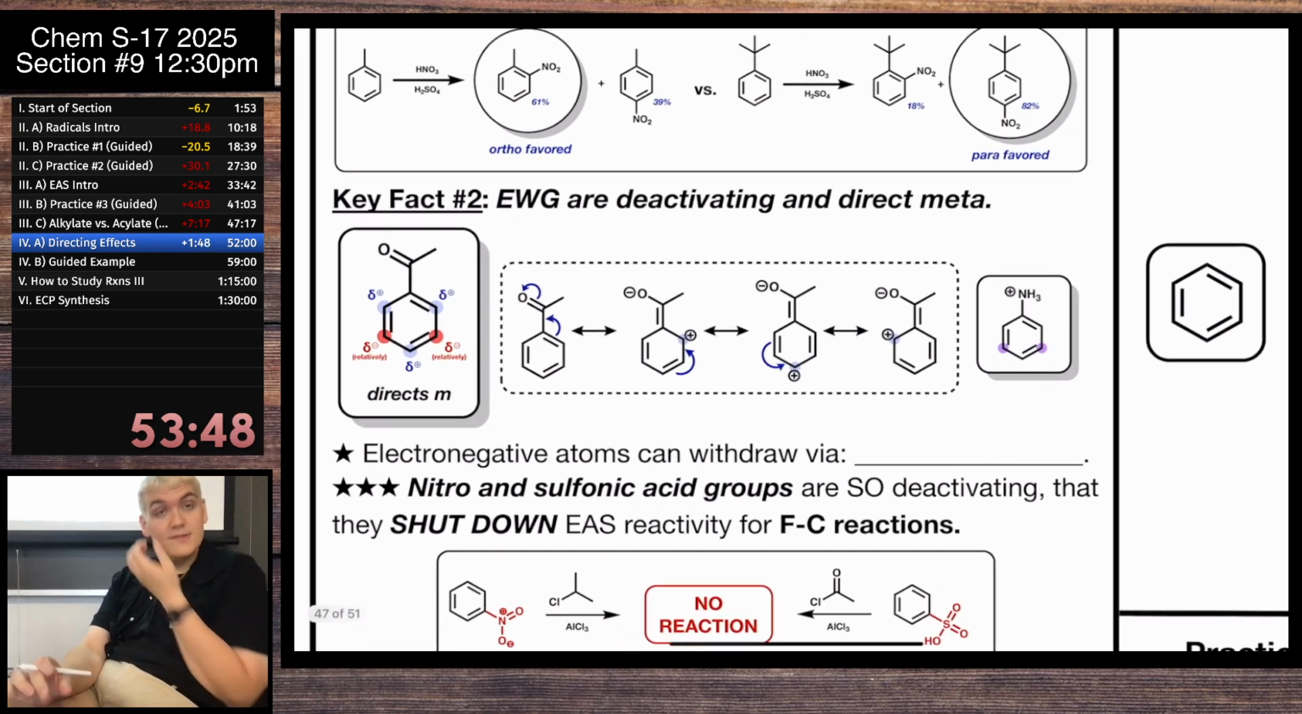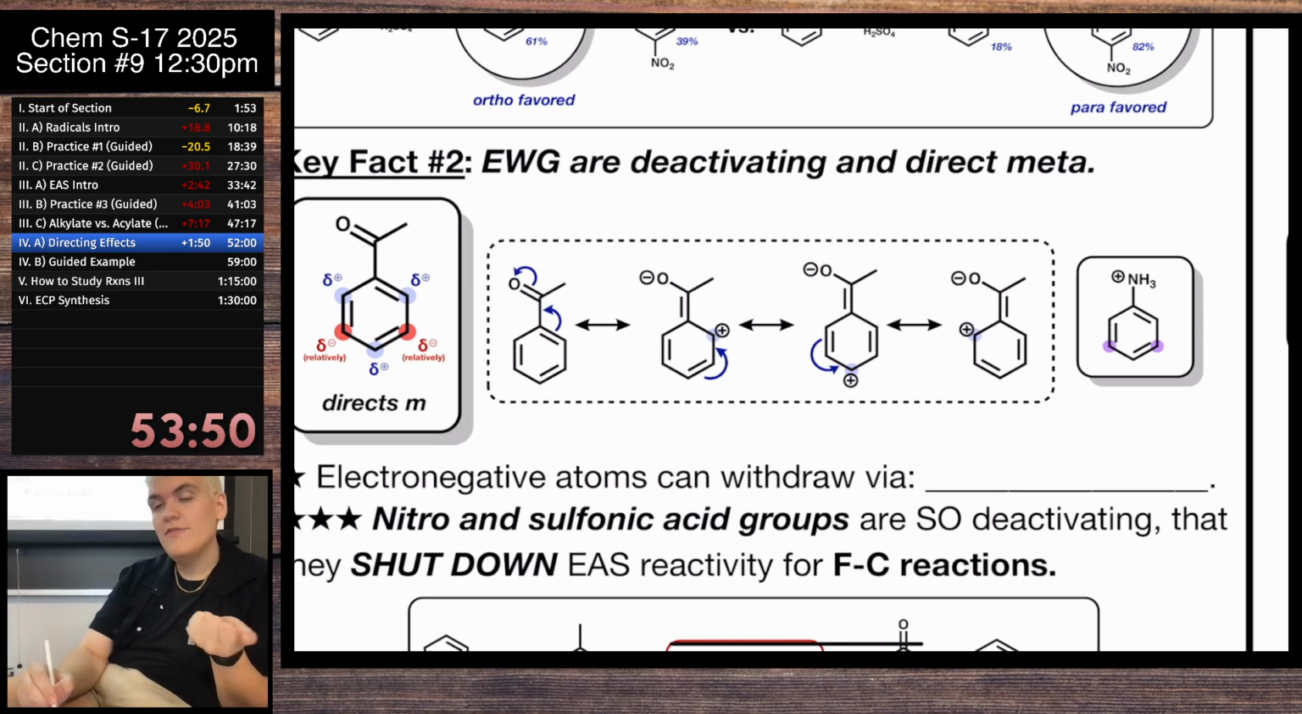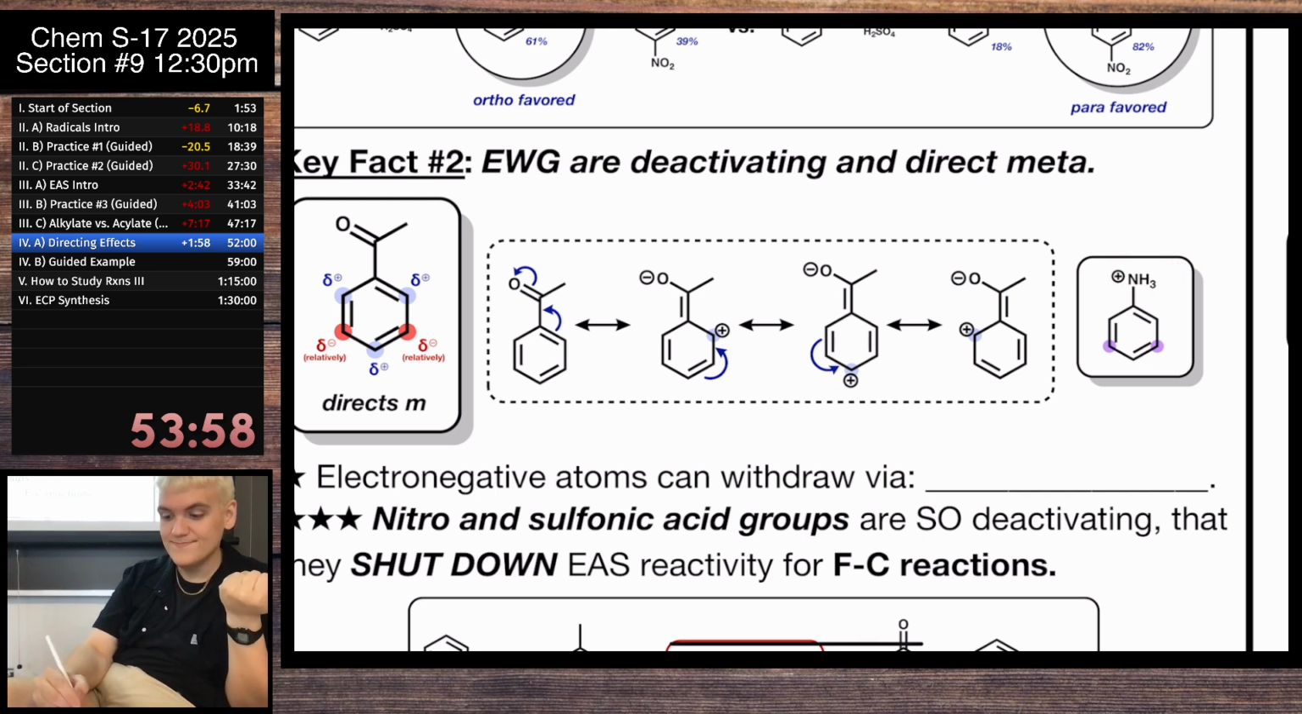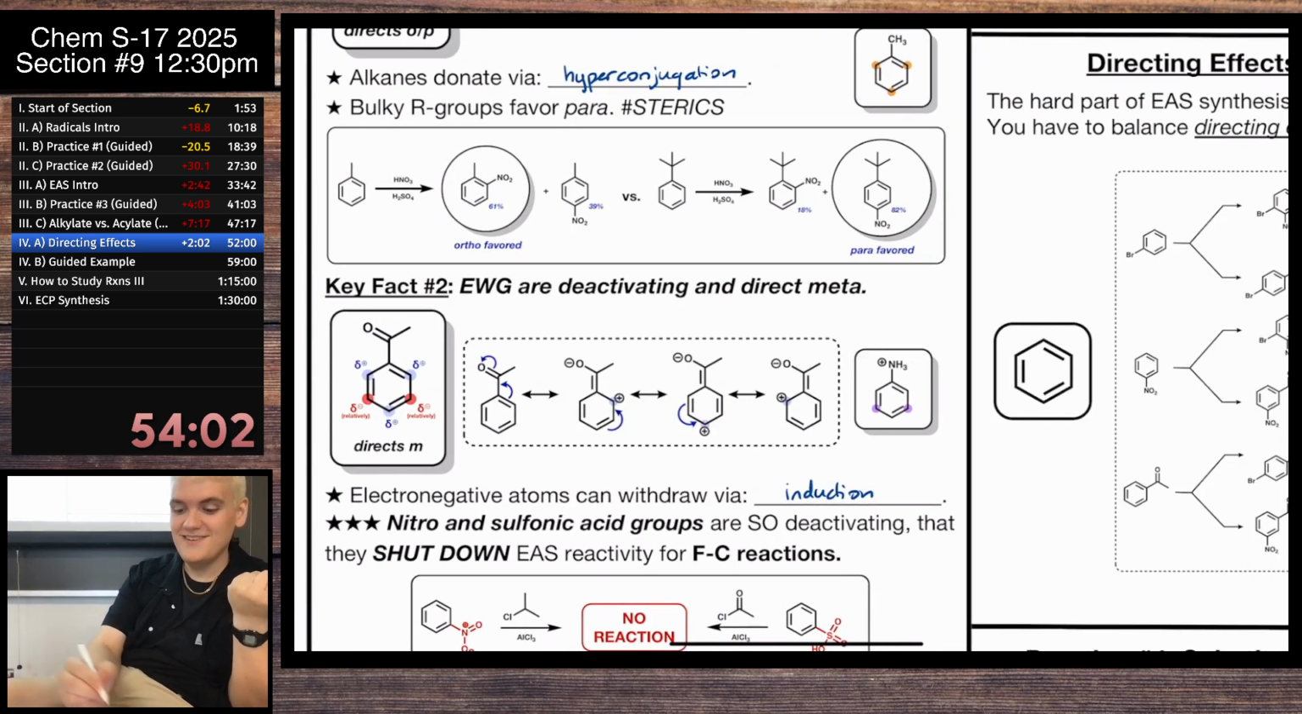Now, we could also, instead of withdrawing via resonance, have a positive formal charge or something really electronegative, and this withdraws via induction. That's the one. Oh my gosh, the parallels. Hyperconjugation for donation.